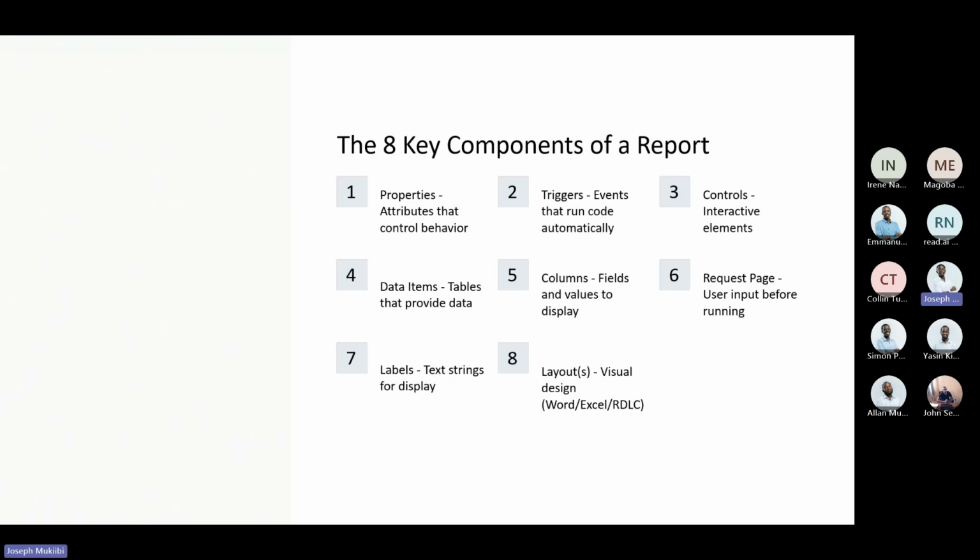Sorry about that. I was talking about the controls, the interactive elements. We have data items, which are tables that provide the data, then the columns and the values to display. We have the request page, where you get the user input, what the user wants to see. Then we have labels, and then we have the layout, the visual. It can be a Word, Excel or an RDL.